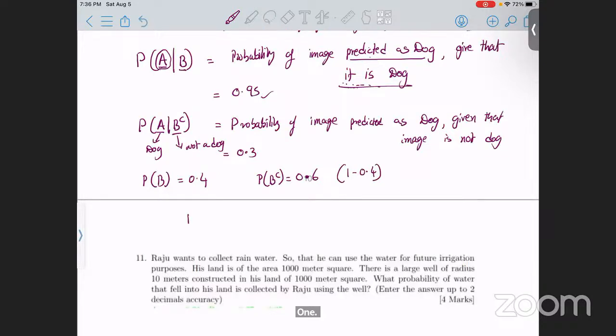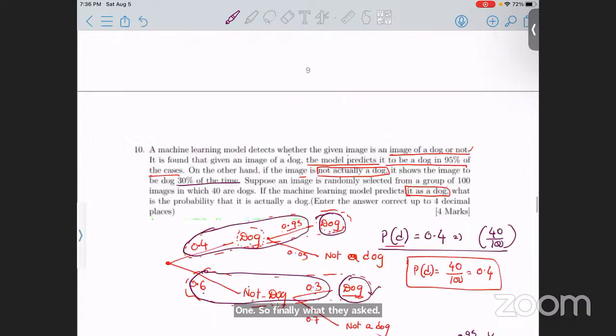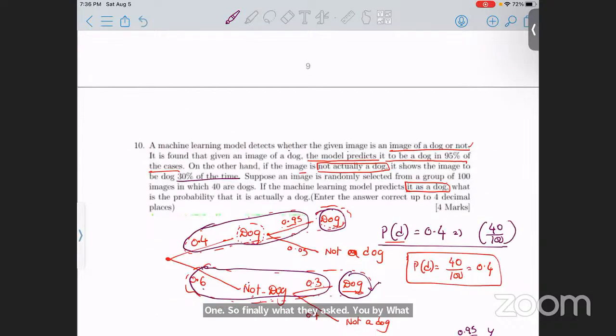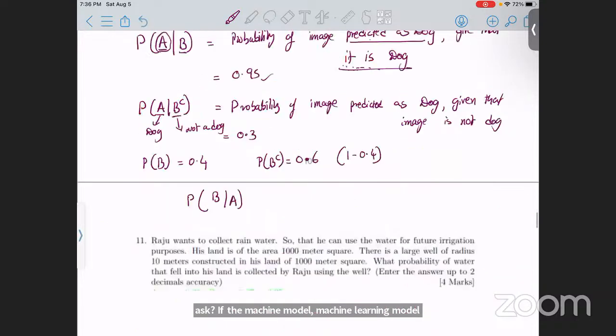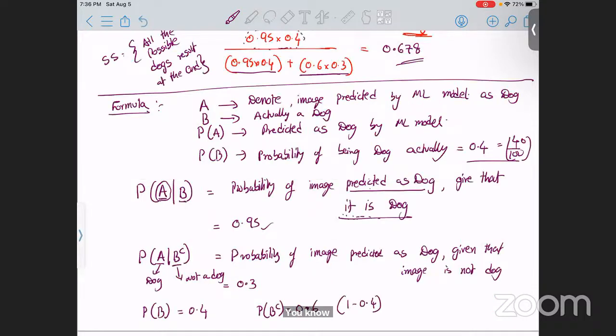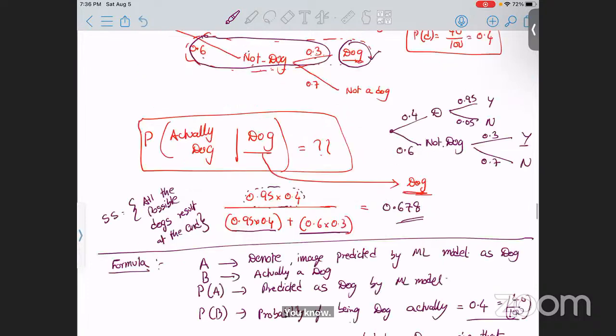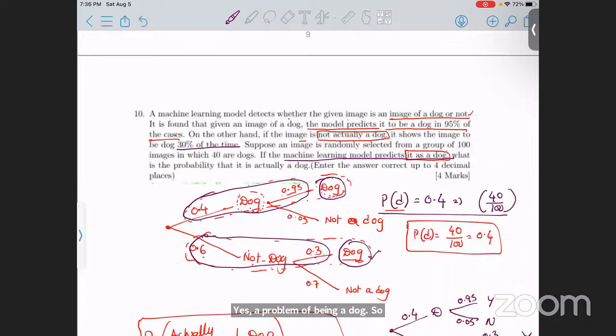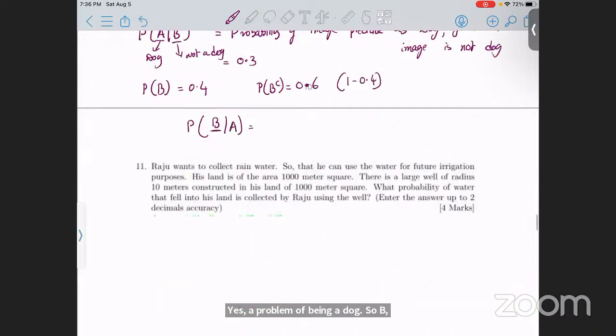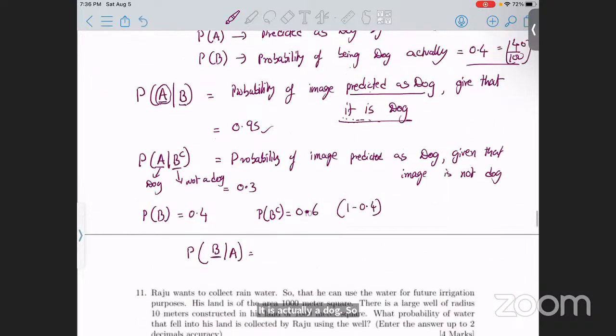Probability of B by A. What did they ask? If the machine learning model predicts it is a dog, what is B? Yes, a dog. Probability of being a dog. So B, when it is given that it is actually a dog. So B is actually a dog.